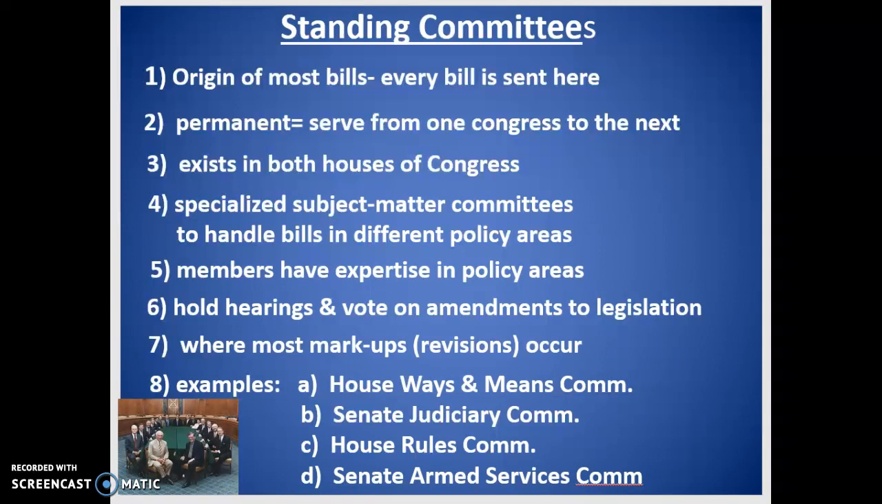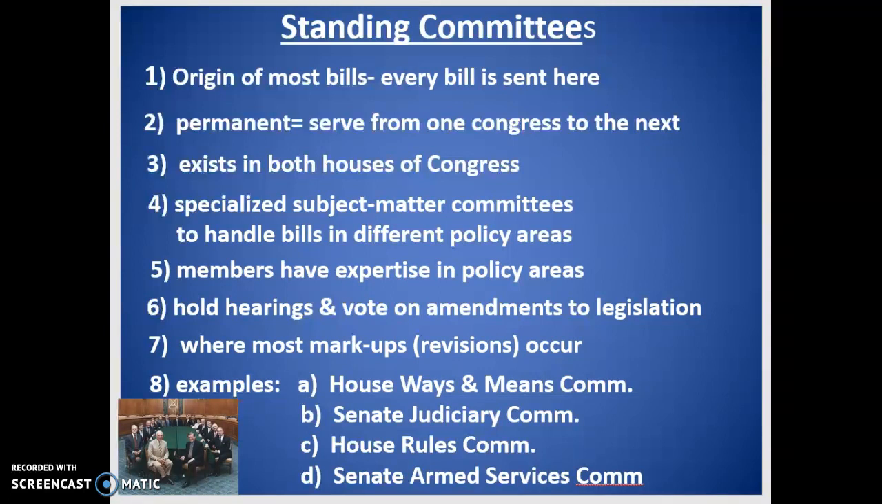They do not go away. Both House and Senate have permanent committees. And like we said in our flow chart, they're going to get their hands on every single piece of legislation. Everything is going to go to a standing committee. From there, it'll go to a subcommittee that the standing committee members have created, and that's where they'll do most of the work, and then the full committee will eventually vote on it.